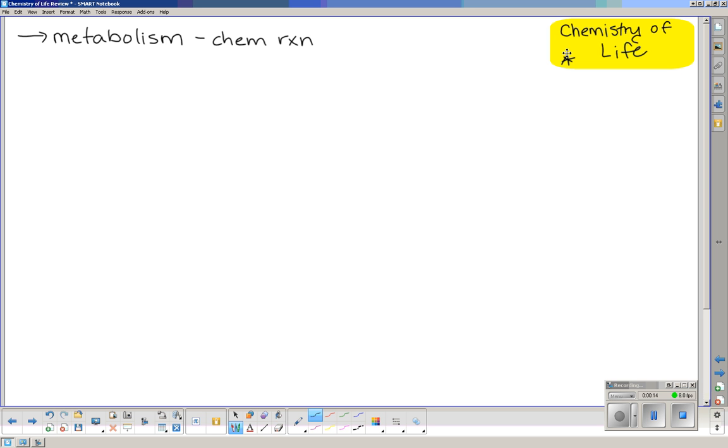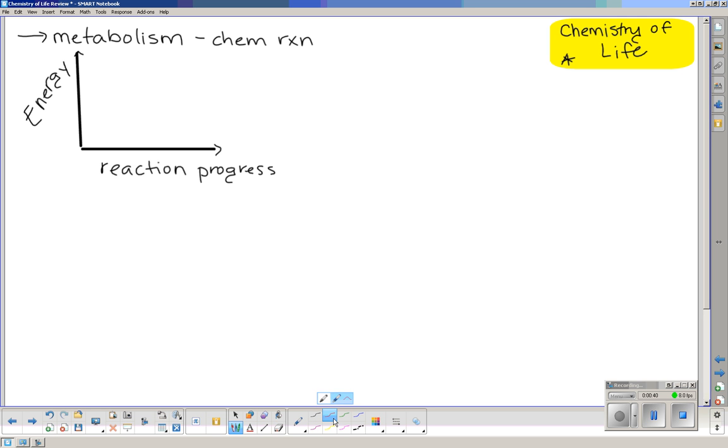Let's first draw a graph. This graph is going to be an energy graph over reaction progress. So on the y-axis is energy, and on the x-axis, reaction progress. What we can do with this graph is show how reactions change in the presence of something called an enzyme.